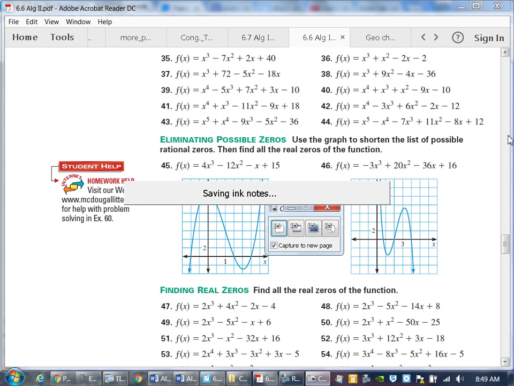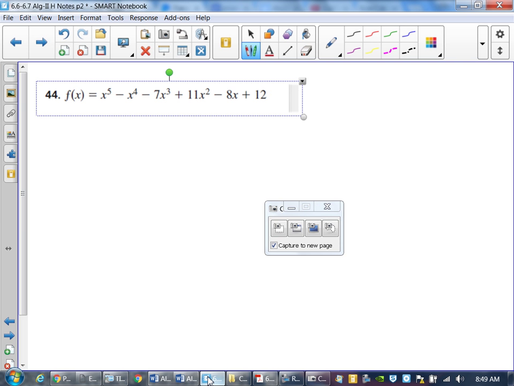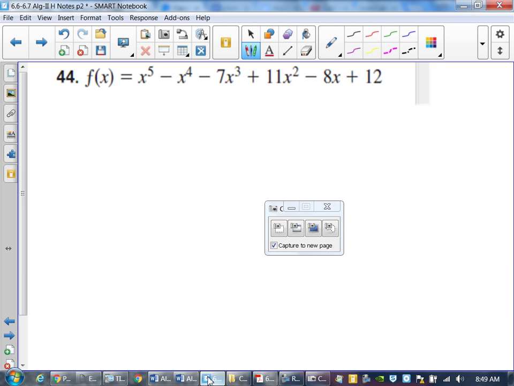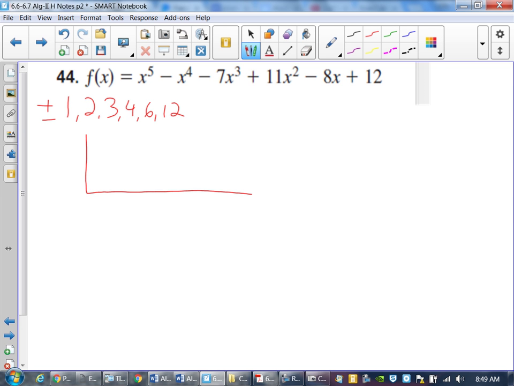Fifth degree polynomial. I have 6 terms. I don't believe I need any placeholders. Take care of the tails. 5th degree polynomial, first term is positive. What are the ends doing for your graph? 5th degree, so it's odd. First term's positive. Down, up. So it's plus or minus 1, 2, 3, 4, 6, and 12, all over 1. Do I need to write that? No. So you go through your synthetic division: 1, negative 1, negative 7.